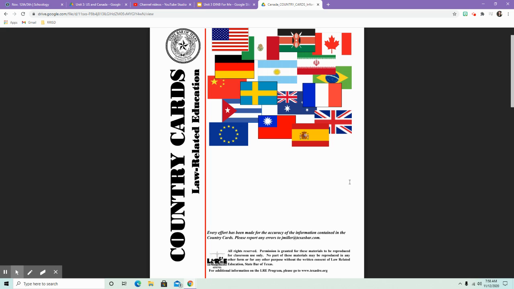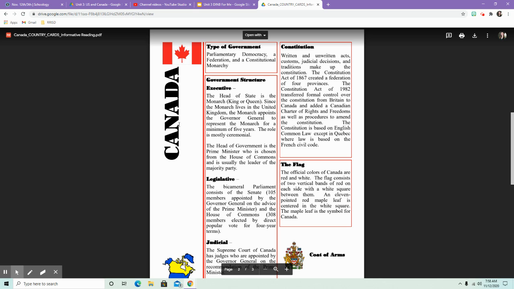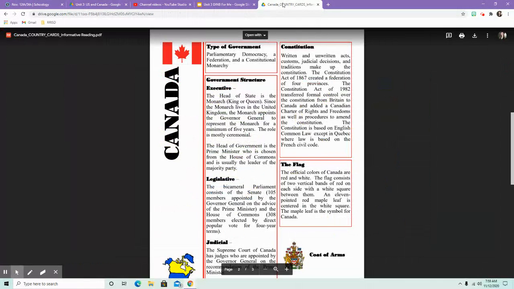All right, you guys, we're back with another country card. This time we will be learning about Canada. Canada country card notes are located on slide 8 on the other side, right next to our USA country card. You do have some type boxes to be filling in as we go. So let's get to it.